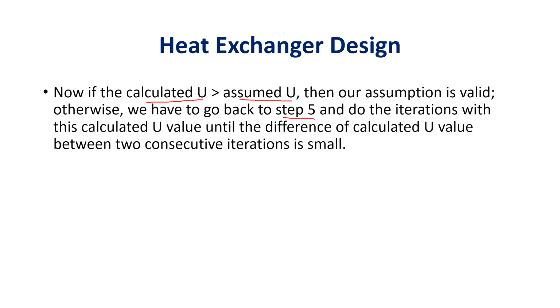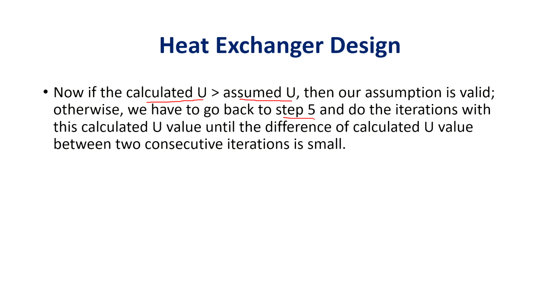That means if the assumed U value is more than the calculated U value, then we have to go back to step number 5 and do the iteration with the calculated U value until the difference of the calculated U value between two consecutive iterations is small.